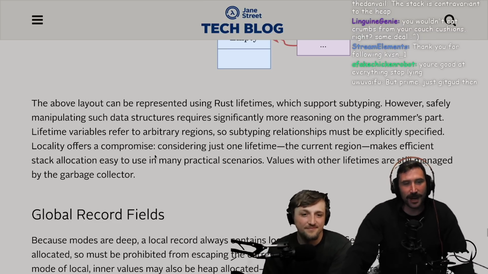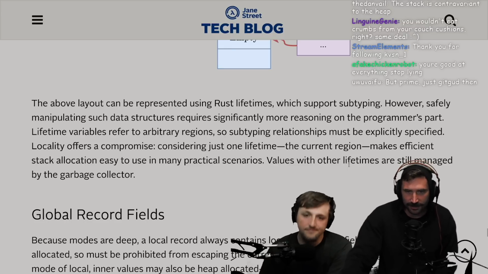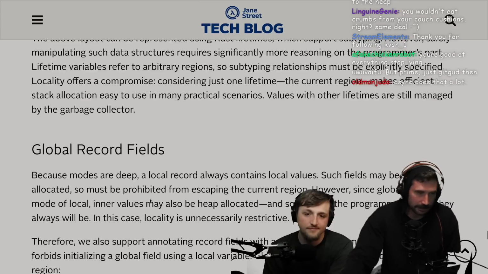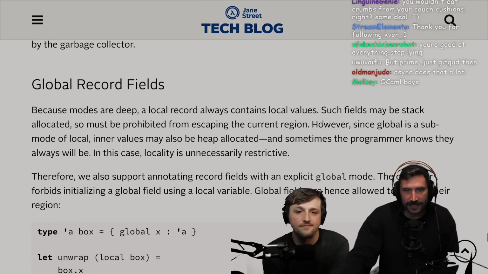Locality offers a compromise. Consider just one lifetime. The current region makes efficient stack allocation easy to use in many practical scenarios. Values with other lifetimes are still managed by the garbage collector. Okay. The global record fields. Because modes are deep, a local record always contains local values.